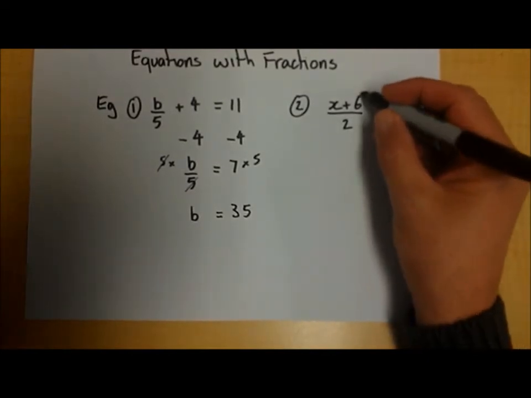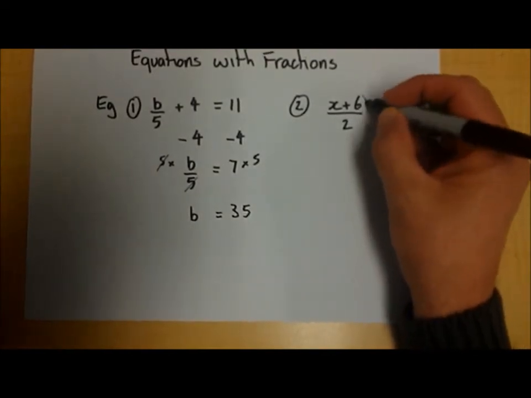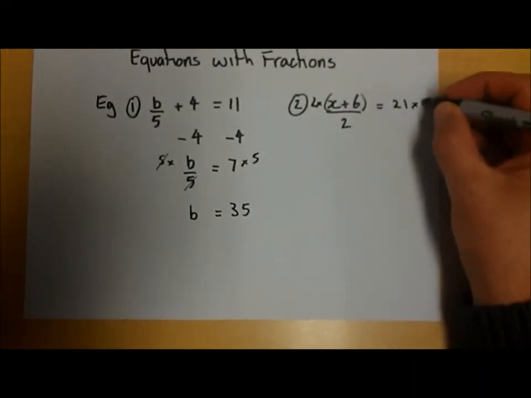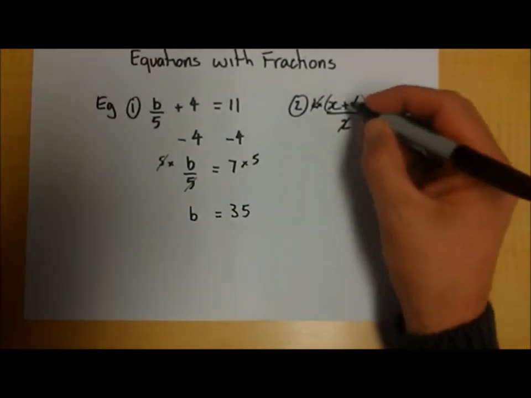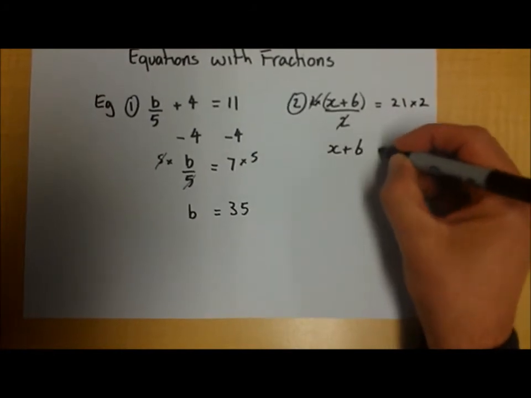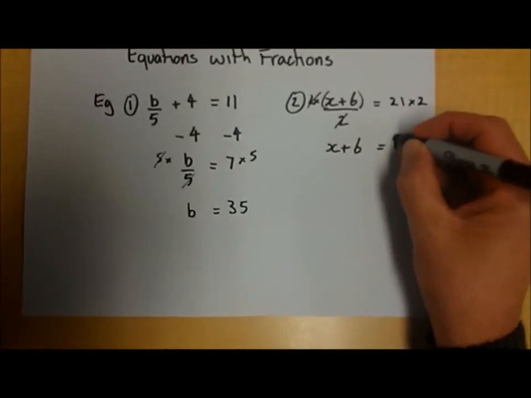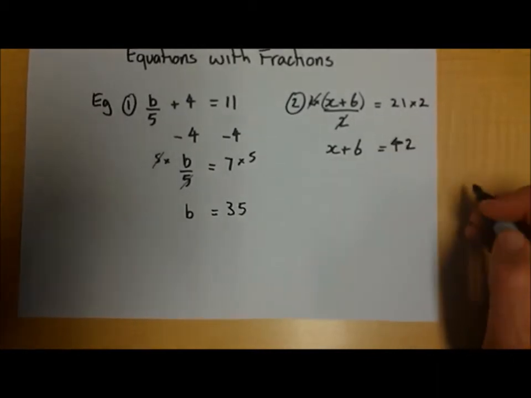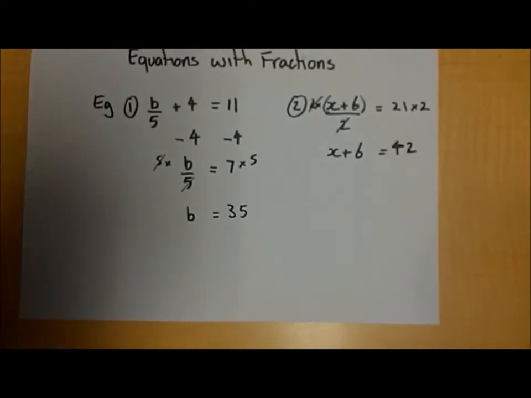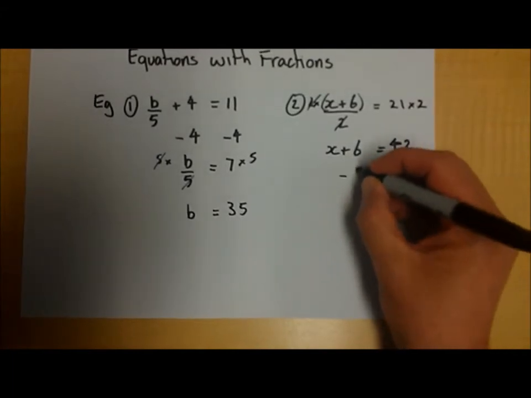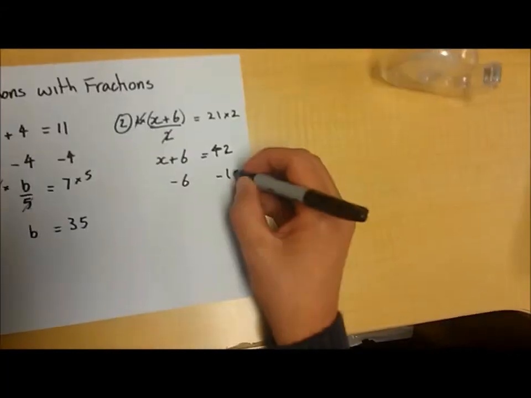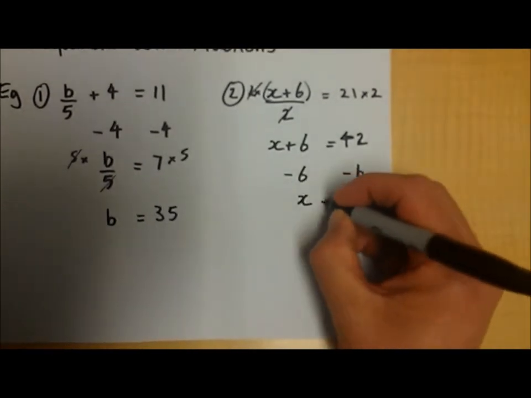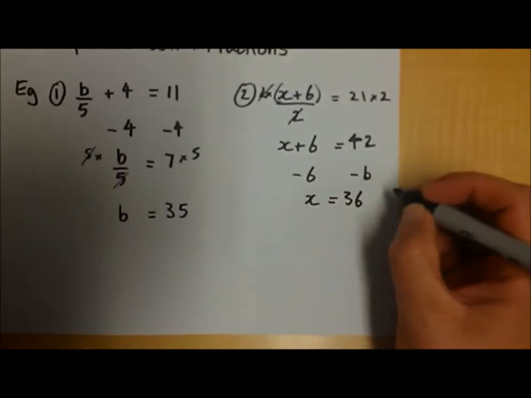I need to actually think of this as a grouping symbol around that. So I'll go 2 times this side by 2, leaves me with x plus 6 is equal to 42. And then all I really need to do now is my second step in this equation, subtract the 6 on both sides. I'll get x is equal to 36.